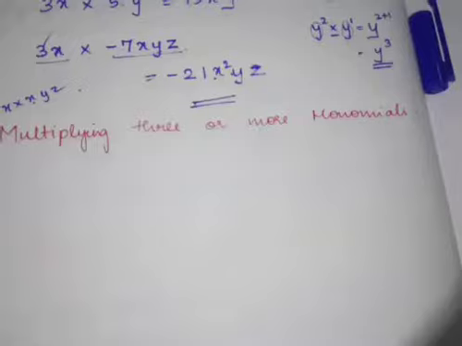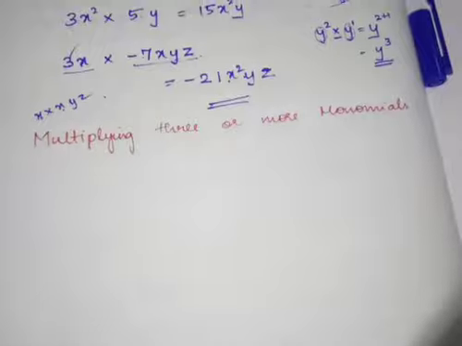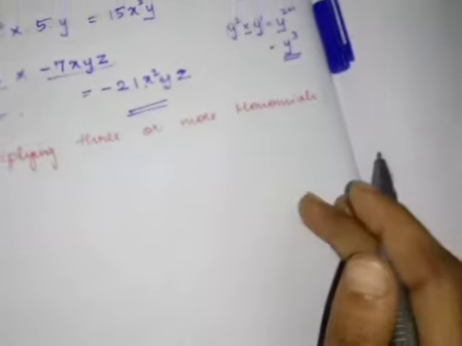Okay. Next is multiplying three or more monomials. So here only two monomials we have used. Here, three or more monomials. Okay. So now I'll give the question.